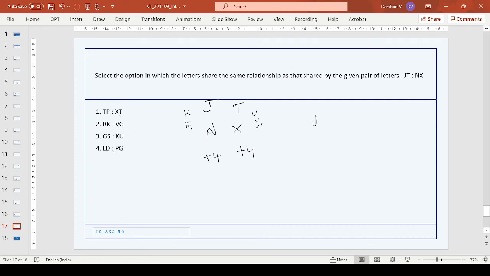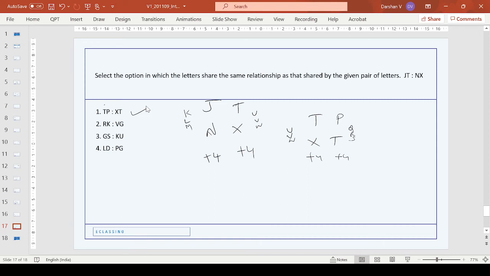So if you look TPXT, TUVW, right? So X is already matching, and PQRST. So this is also +4 and +4. So our answer is the first option.